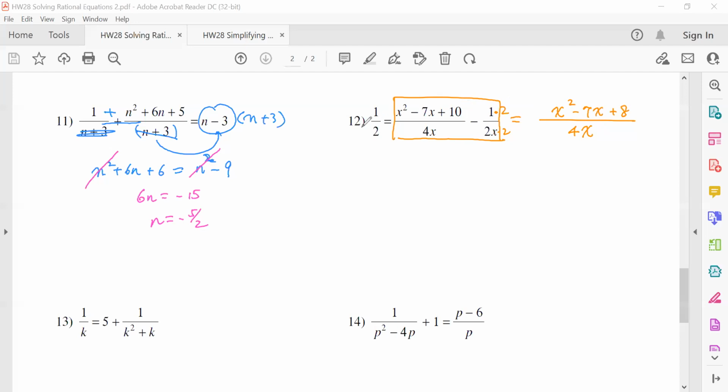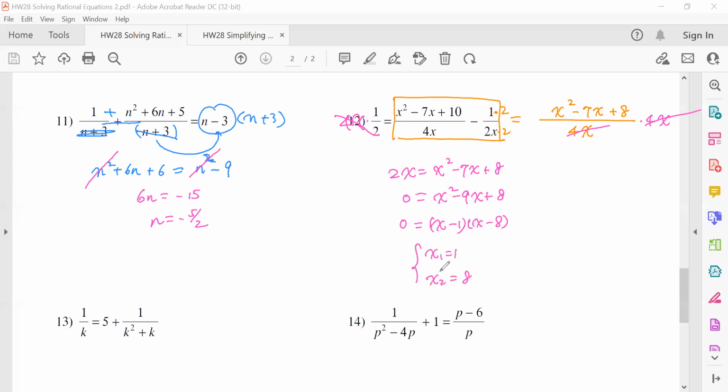All right, so both sides times 4x. Both sides times 4x. So here it became 2x. The right part is gone here, so it became x squared minus 7x plus 8, or move to the right. Right, so we can factor them. So you can get x1 equals 1, x2 equals 8. We have 2 solutions.